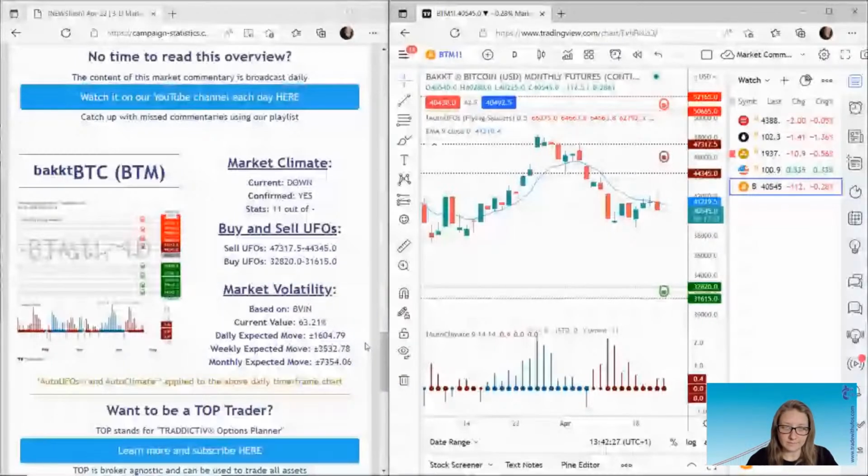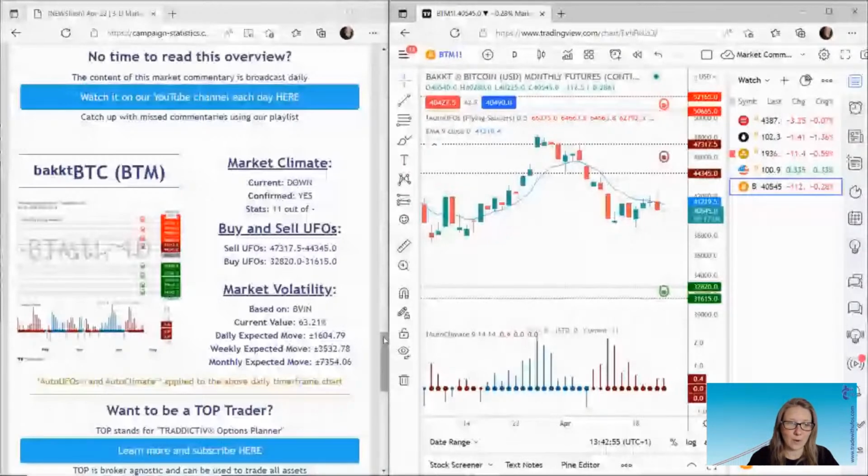So that's bakkt Bitcoin. We've now looked at each of our 5 major world markets, and for each of the markets, we've looked at 3 major elements. Market climate, where we can expect it to go, up, down, or nowhere, using autoclimate. Buy and sell UFOs, where do we find buyers that could push price up, or sellers that could push price down, and volatility, how quickly we expect these markets to move.